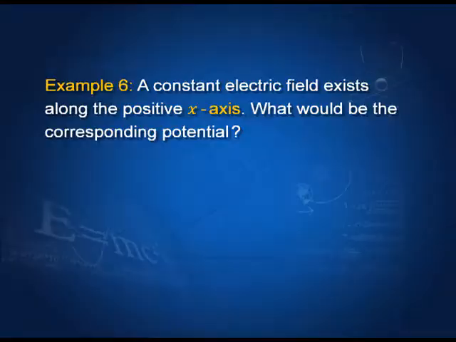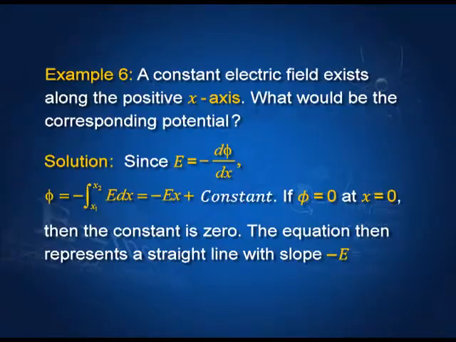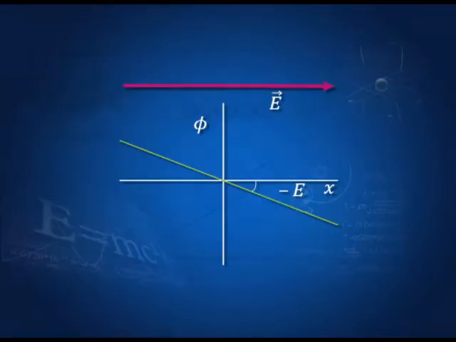Let us take an example to fix these ideas. Since E is minus d phi by dx and we are given that E is constant along the x axis, a uniform field along the x axis, what happens to phi? If I go from x1 to x2, then phi is simply minus Ex plus a constant, and this is just a straight line, the green one here.